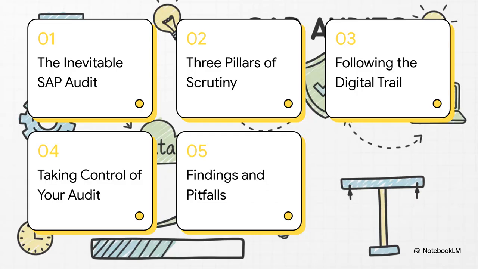All right, so here's our game plan. We're going to break this down into 5 key chunks. We'll kick things off with why these audits even happen in the first place. Then we'll look at what the auditors are really looking for. After that, we'll get into the super important digital trail. And then, and this is key, we'll flip the script and talk about how you can take control of the process and deal with whatever comes out of it.